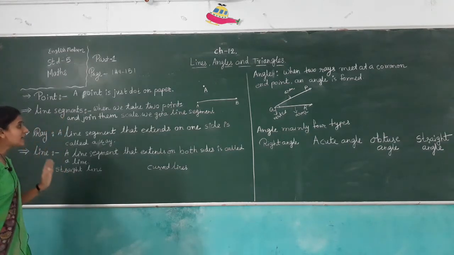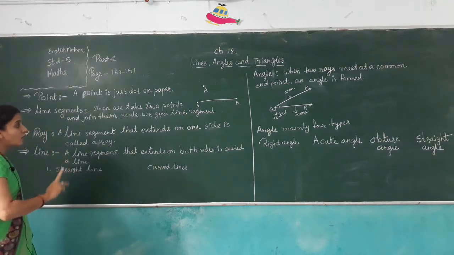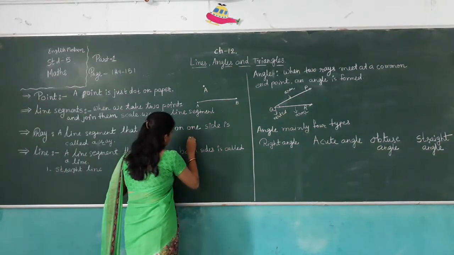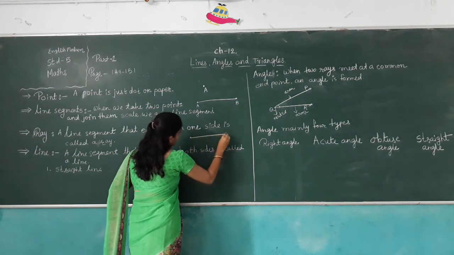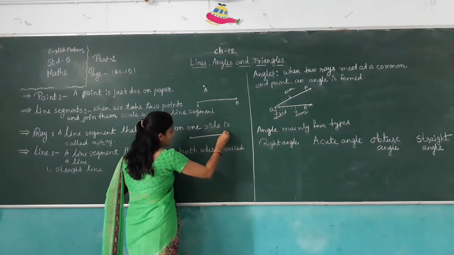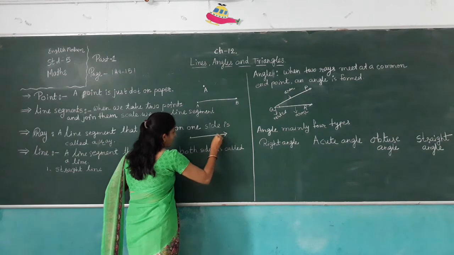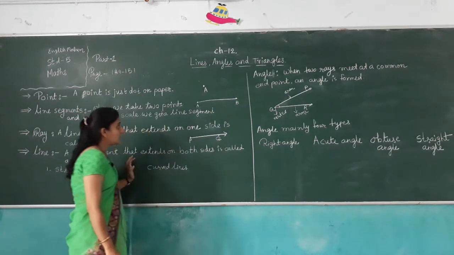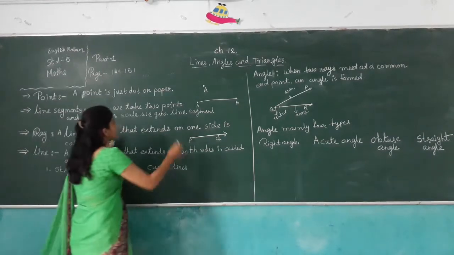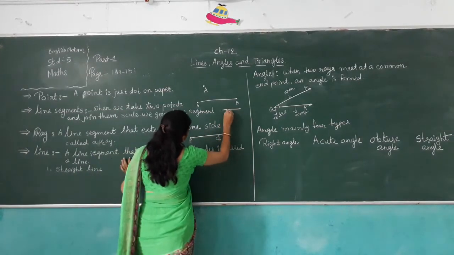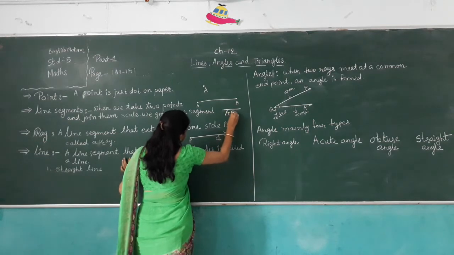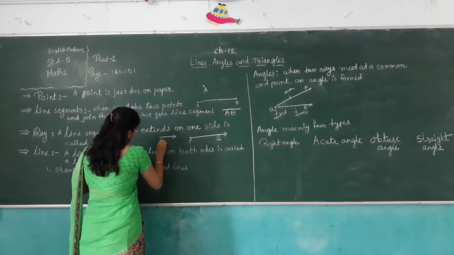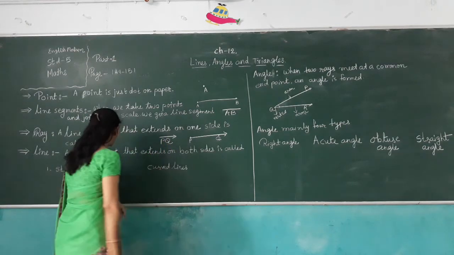Ray. A line segment that extends on one side is called ray. Here keep one point and draw a line. This line is called ray. Ray PQ. This line segment is written as line segment AB and ray PQ is written as ray PQ.